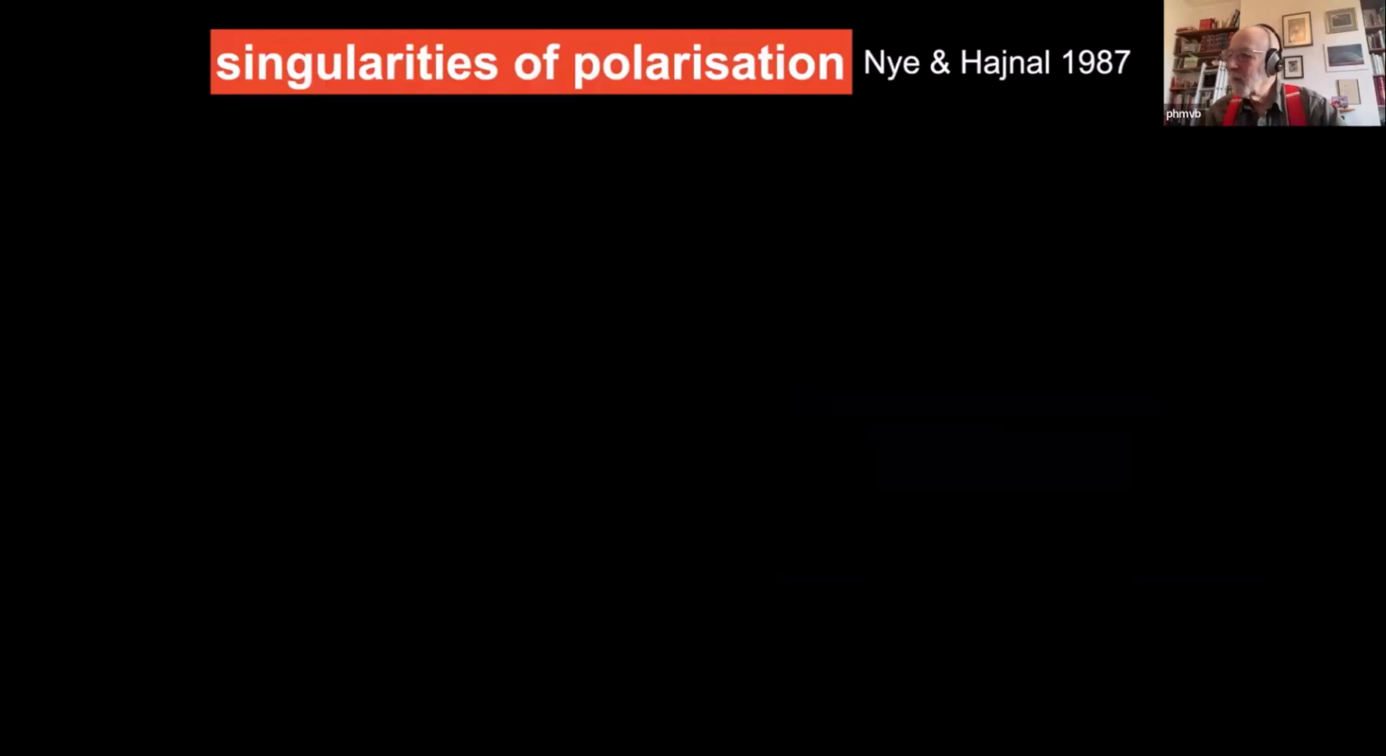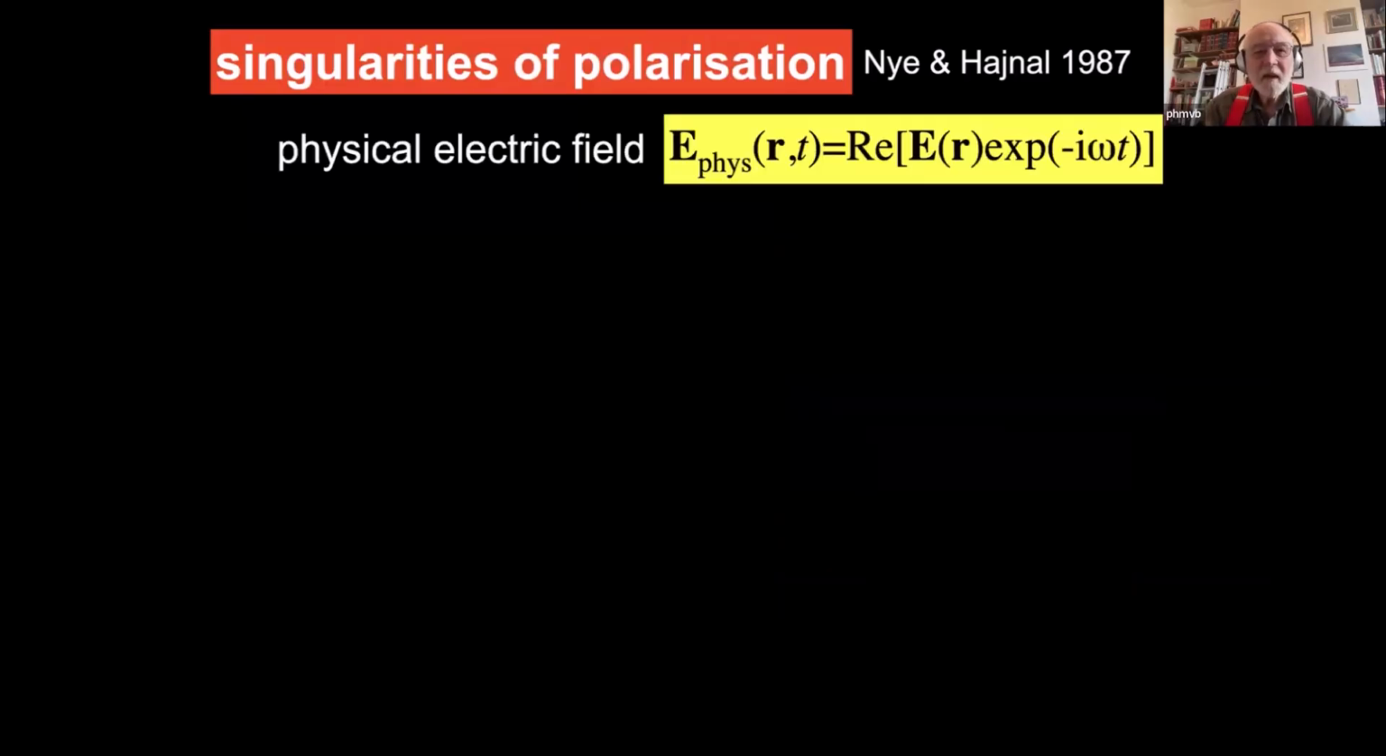Singularities of polarization. Well, of course, waves are electromagnetic fields. They're not scalar waves, and you can think of the physical electric field, which is real, of course, in terms of a complex vector field with a time factor. I'm thinking of monochromatic waves. I want to make a comment about this. Of course, waves have magnetic fields as well.